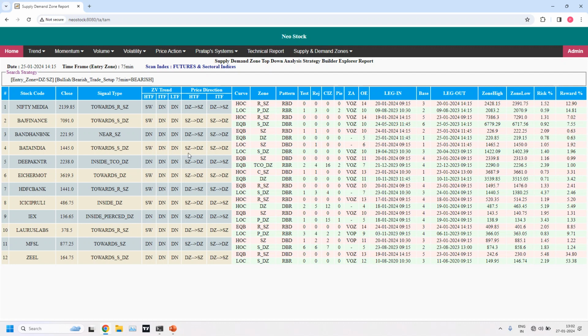Okay, apart from that, the remaining columns are there as they are. The only thing is I just changed the position. Earlier, signal type was just before the zone type, but I placed it after the closing price. And all the remaining columns are there as they are.